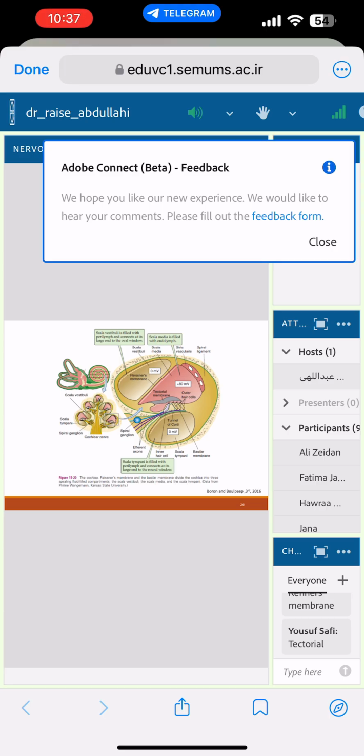And as you can see, these tiny hairs above the hair cell are projected into the tectorial membrane. This cavity, this tube, has endolymph, but these tubes are filled with perilymph.